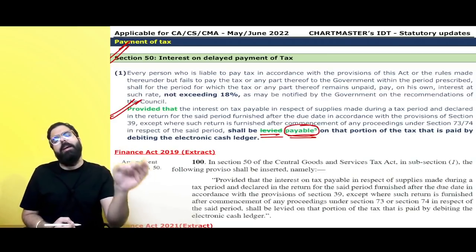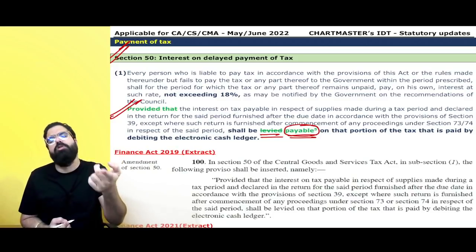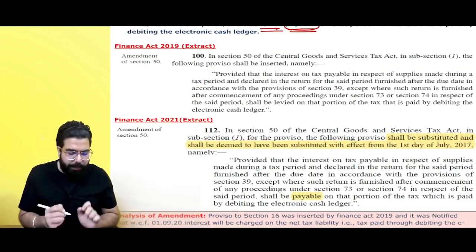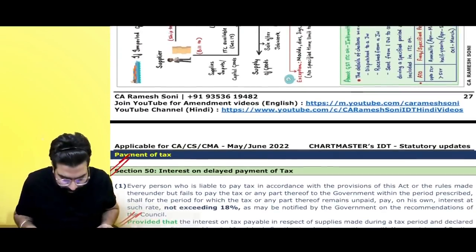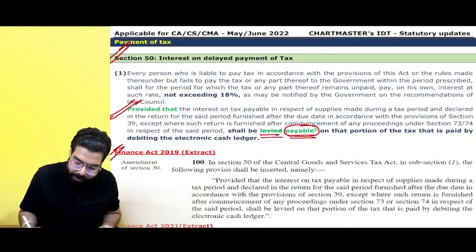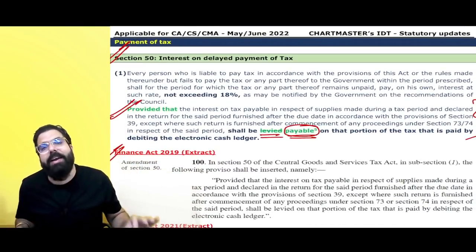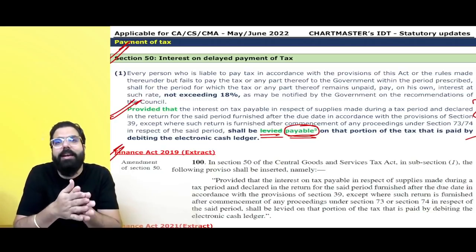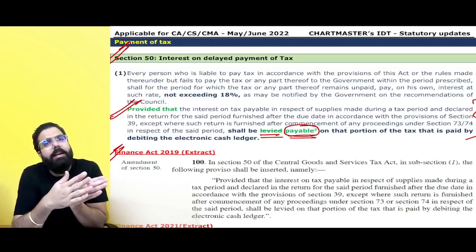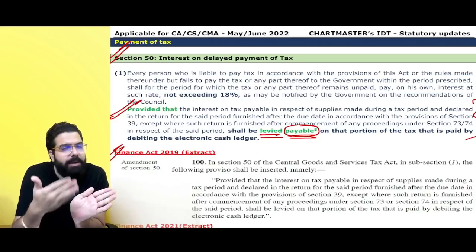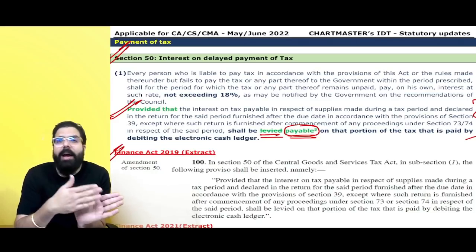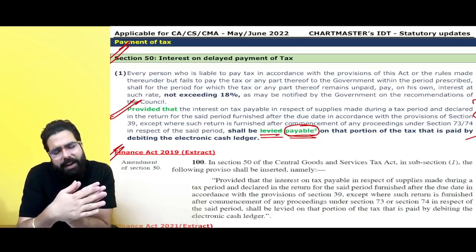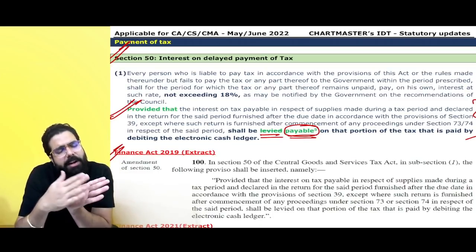Earlier also you were paying interest on the net tax liability. Now also you are paying the interest on the net tax liability. Then sir, what is the actual amendment? See, when Finance Act 2019 came, they had told that you have to pay interest on the net tax liability. But they later told that, while Finance Act 2019 says interest is to be paid on net tax liability, CBIC released a press release and told that interest has to be paid on net tax liability.